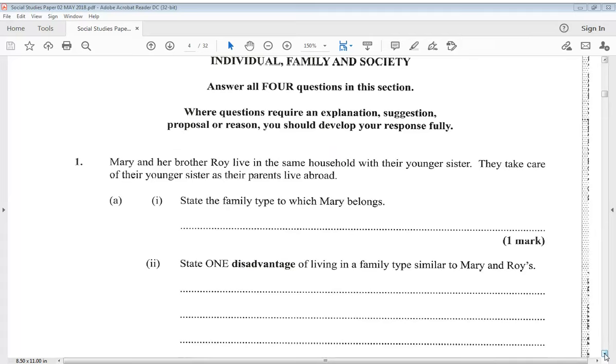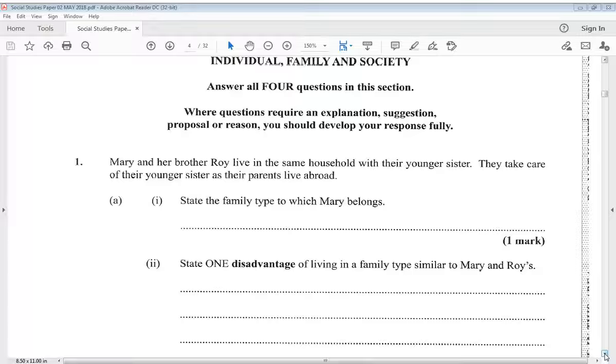So one disadvantage of a sibling household or sibling family, we know, is that the older siblings usually do not have enough experience and skills to take care of their younger sibling. So that's one disadvantage. They lack the experience necessary to take care of their younger sibling since they are not old and mature enough to do that in the fullest sense.